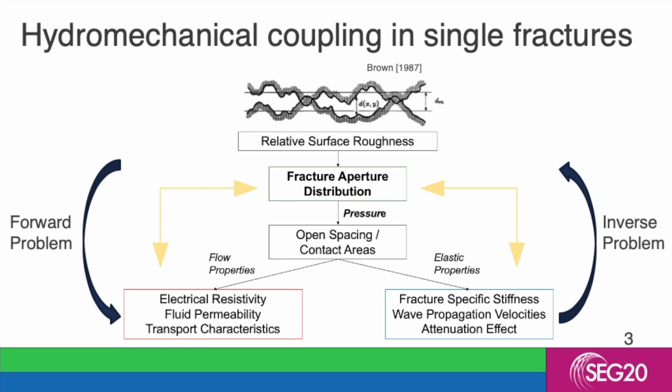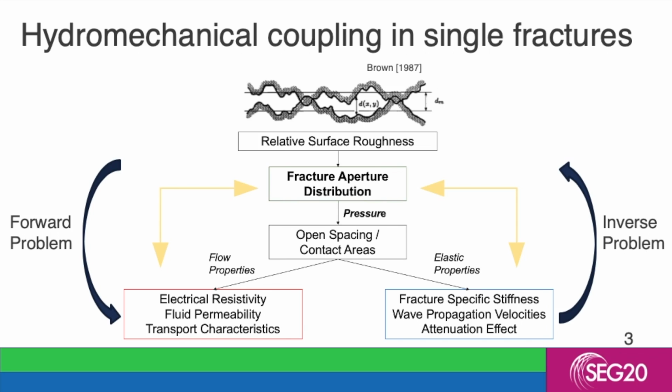So the understanding of the relation between fracture aperture distribution and the respective flow and elastic properties is considered a forward problem. And if we have a good enough understanding of the forward problem, then the idea is, can we tell from the flow and elastic properties how the aperture is actually distributed in the medium? So this is our inverse problem, and this is exactly what we want to address in this topic.